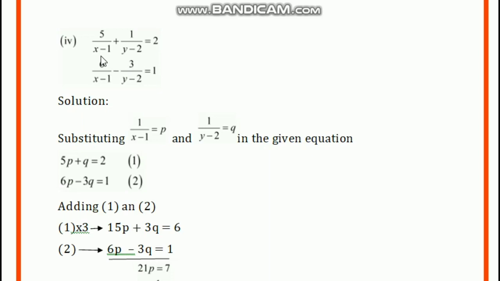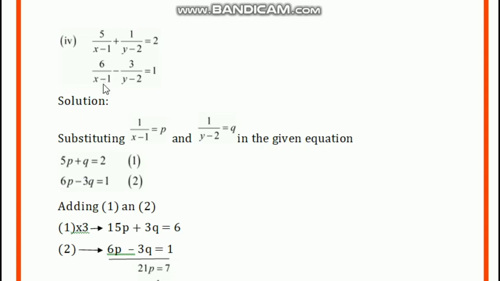So how to convert? See the denominator x minus 1 in the first equation, and the second equation also consists of x minus 1. So we can replace some other variables for these two. So here I am going to substitute 1 divided by x minus 1 equal to p and 1 divided by y minus 2 equal to q. Let's take like this. So easily we can find out the solution. So first equation, 5 into 1 divided by x minus 1, so the value is p. So 5p plus q equal to 2.